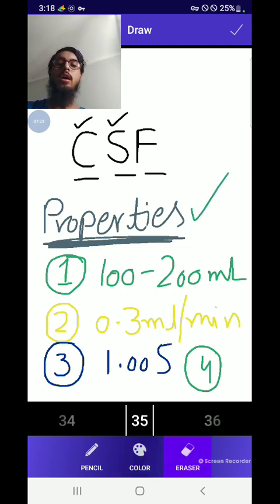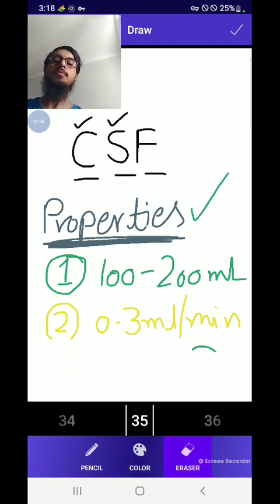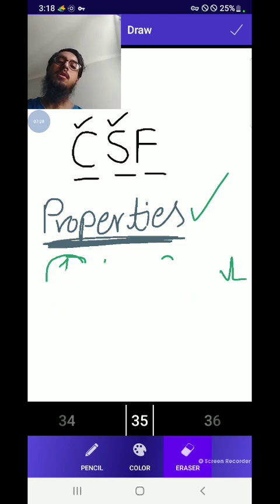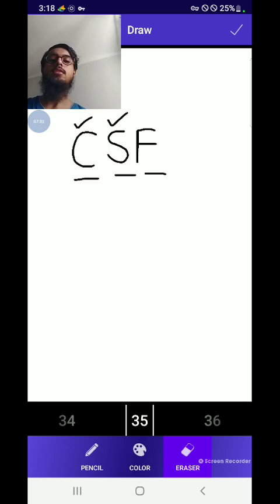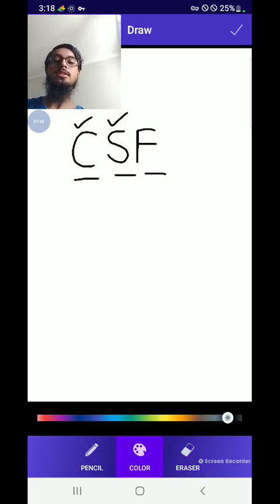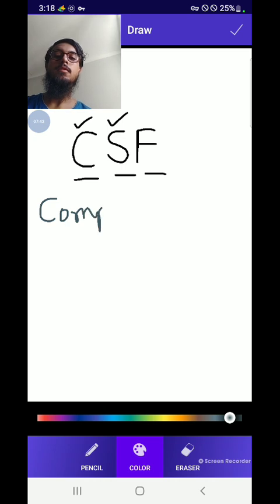Now I tell you the composition of CSF. What are the components present in the CSF? Composition.